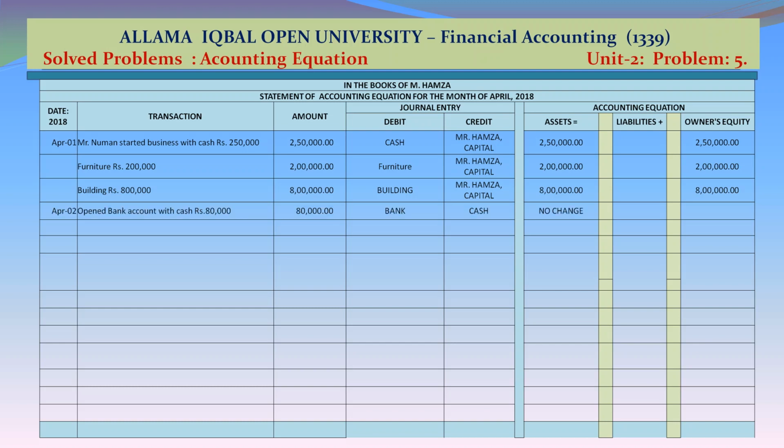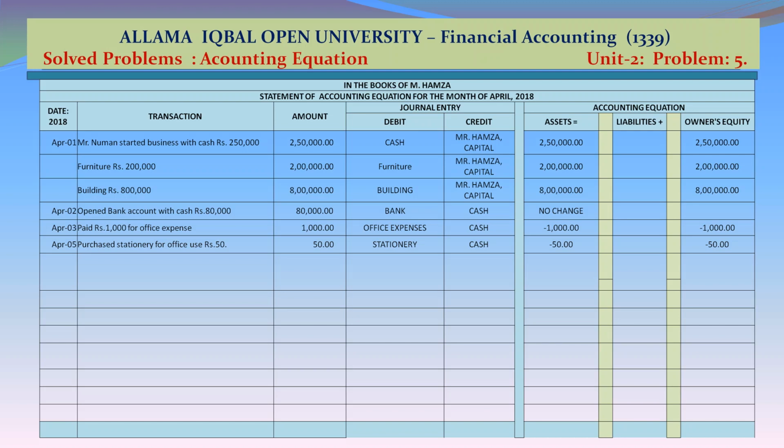April 2. Opened bank account with cash 80,000. Amount 80,000. Debit bank, credit cash. In the assets, there is no change because bank and cash account both are asset accounts. One account is coming, one account is going out. Effect no change. April 3. Paid rupees 1,000 for office expenses. Amount 1,000. Debit office expenses, credit cash. Assets less 1,000. Owner's equity less 1,000.